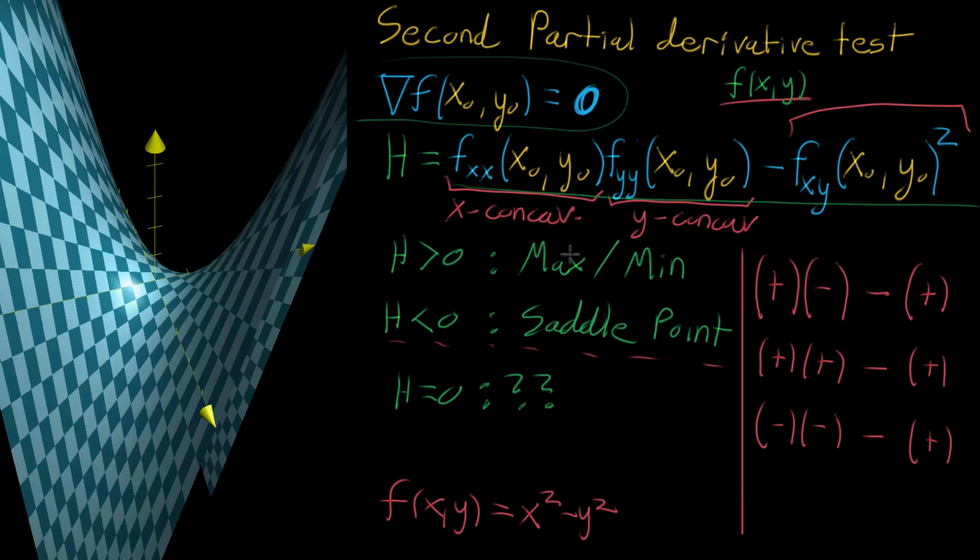If it doesn't pull hard enough, then the agreement between the x and y directions wins out, and it's either a local maximum or a local minimum. So hopefully that sheds a little bit of light on why this term makes sense and why it's a reasonable way to combine the three different second partial derivatives available to you.